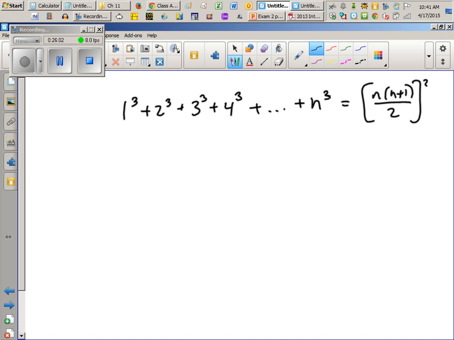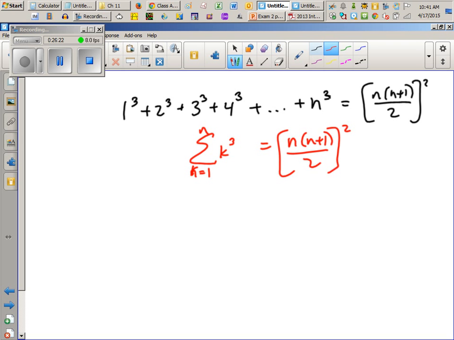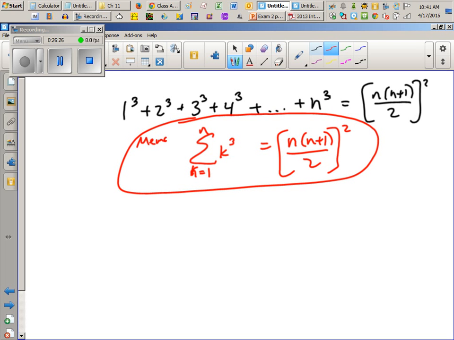So the third formula, I'm just going to hand it to you on a silver platter without proof, and it looks like this. The sum of k cubed, as k goes from 1 to n, is n times n plus 1 over 2, squared. Memorize. Memorize.